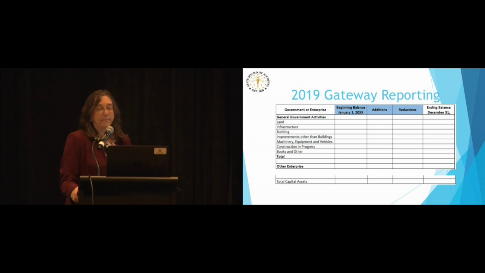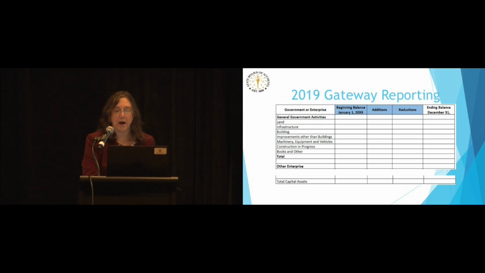The ending capital asset balances from 2018 will roll forward to be your beginning balances for 2019. Should be automatic. However, we know glitches can happen, but you want to make sure those numbers are accurate. We're going to add those addition and reduction columns, so you need to put that information in. You will enter any purchases or disposals for the year by classification in total. So any land purchased, total amount of land purchased, or the total amount of land sold, down through that.